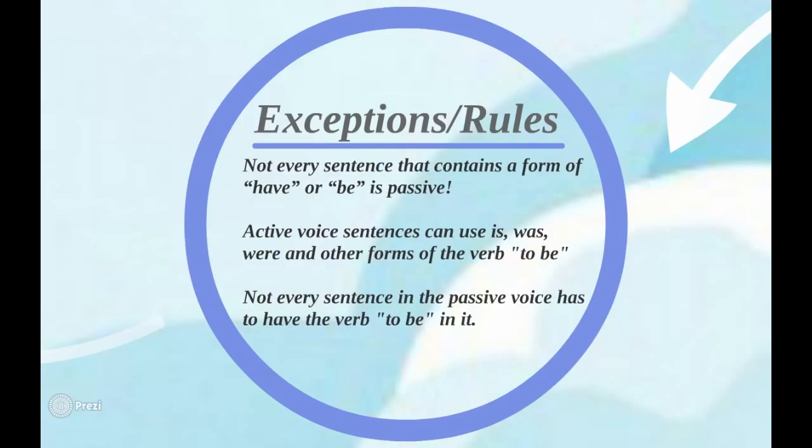Here are some exceptions and rules to passive voice. Not every sentence that contains a form of have or be is passive. Active voice sentences can use is, was, were, and other forms of the verb to be. Not every sentence in the passive voice has to have the verb to be in it.